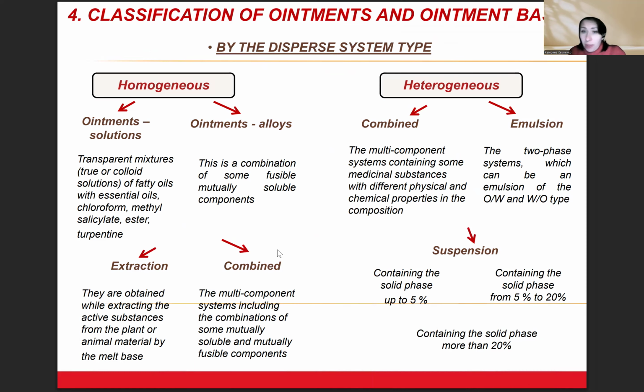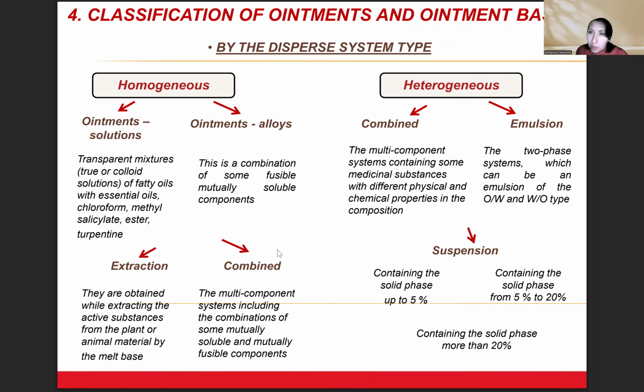Most of ointments, they have only a local effect. By dispersed system, they are divided into homogeneous, and here we have not only ointment solutions, but ointment alloy, extraction ointment, and combined ointment. What's that? Ointment solution, this is the most simple. This is when you have substance that is soluble in the prescribed ointment base. Ointment alloy, this is a combination of some fusible mutually soluble components. For example, it can be oil and paraffin. And when you mix them together, basically you get an alloy.